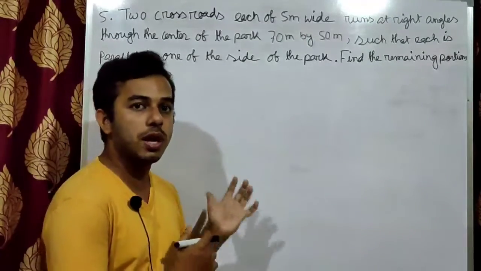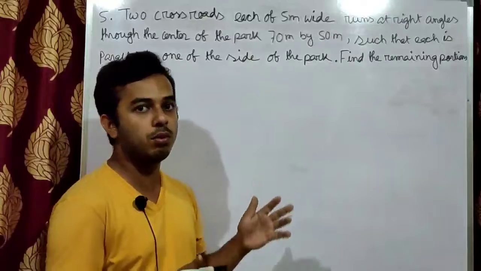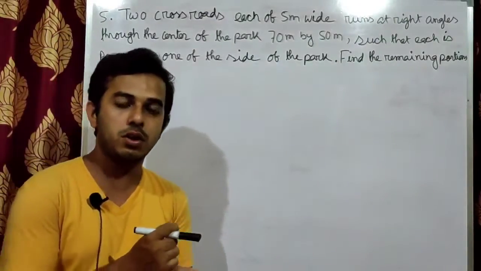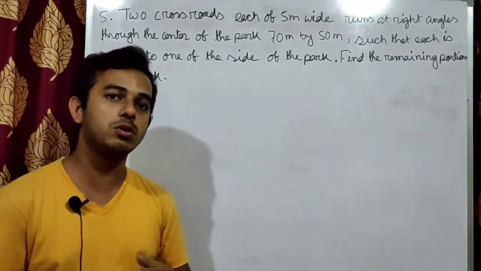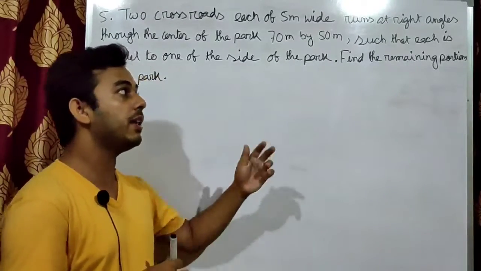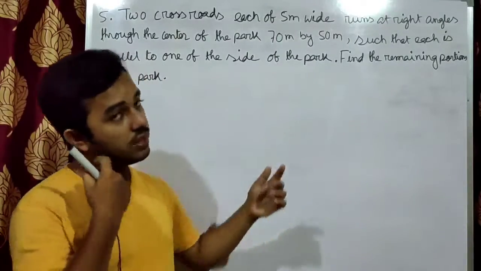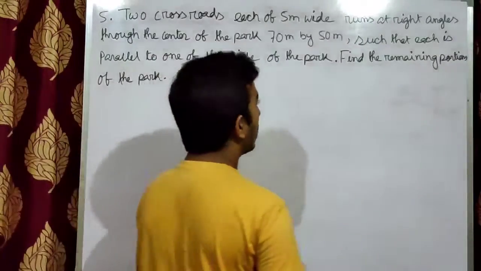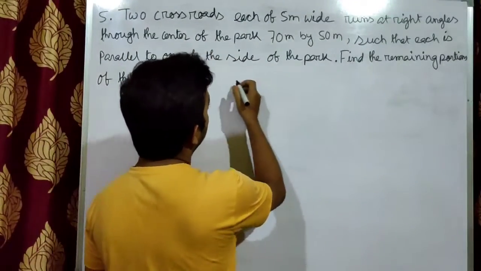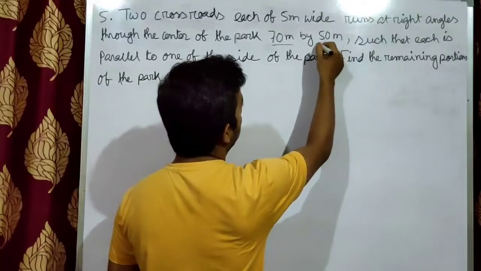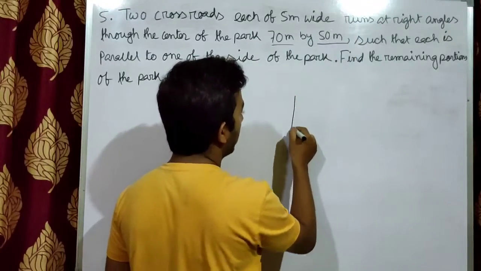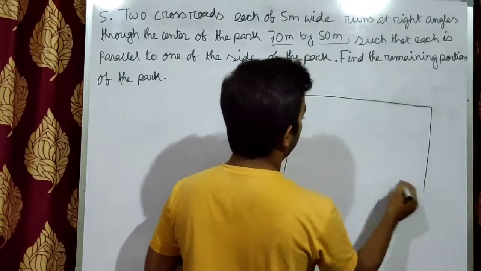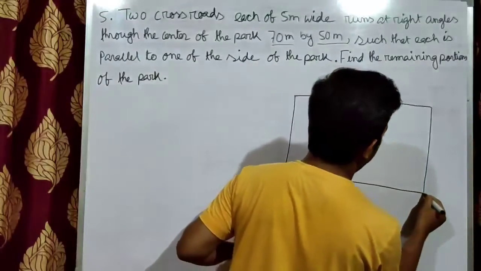So this question asks the same thing which I told you earlier: find the remaining portions of the park. First of all we have to find the area of both the crossroads, like earlier, and then one extra thing, the area of the park. So let us draw our figure. The length is 70 meter and the breadth is 50 meter, so it is a rectangle. First we draw a rectangle. This is our required rectangular park.